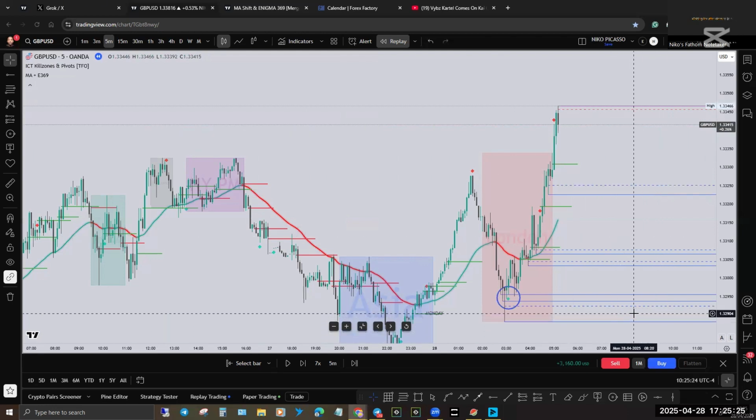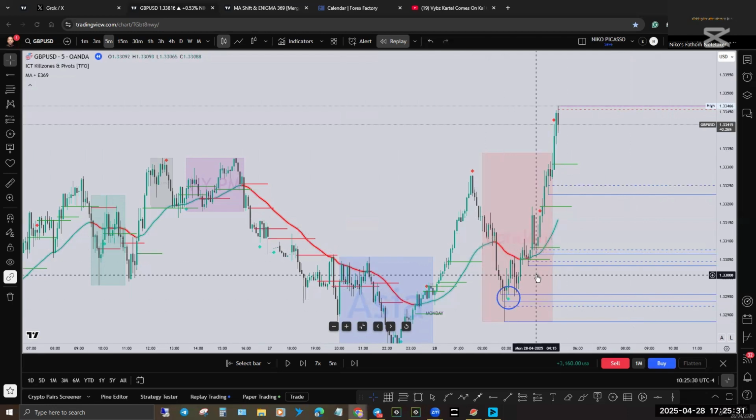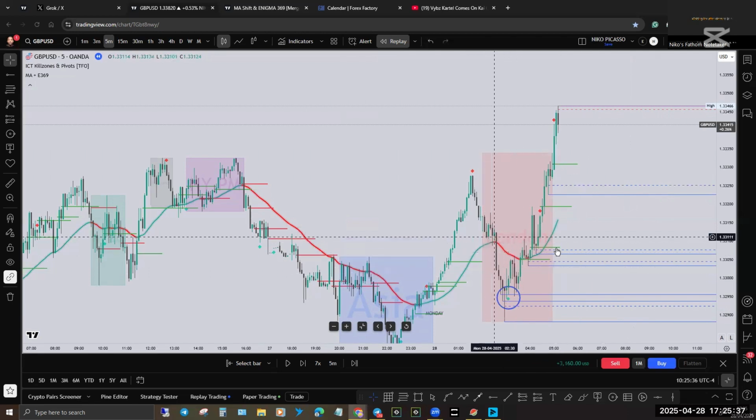Again, there is no guarantee in the market. It's all about probability. We are trying to trade within a specific time frame, which is the London kill zone or the US kill zone, because that is where we're going to get the best opportunities. This was during the London kill zone.